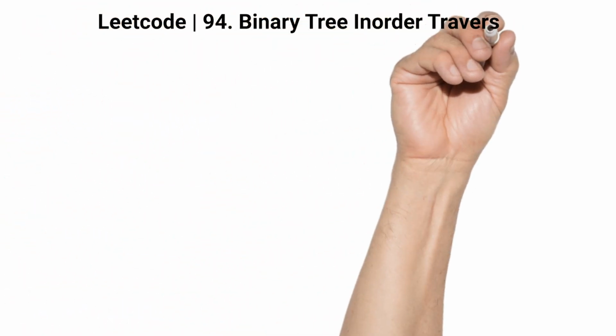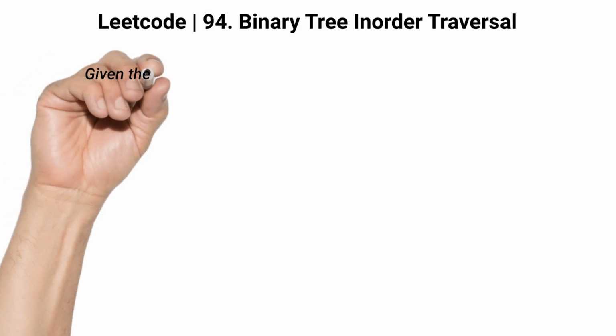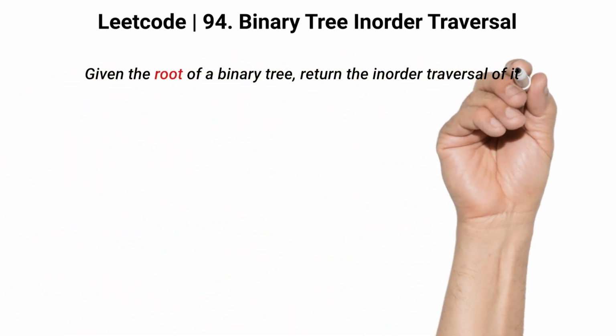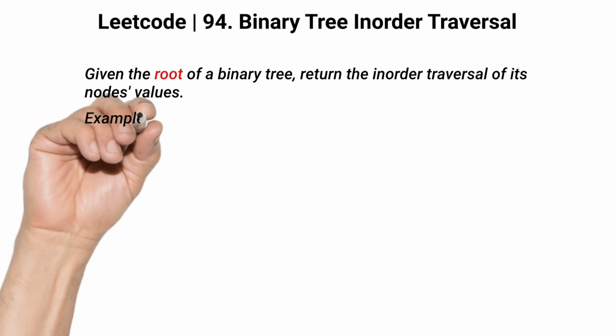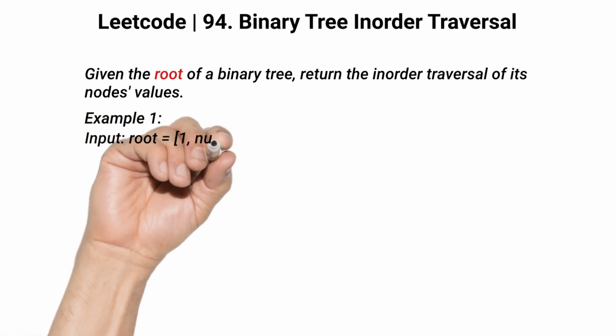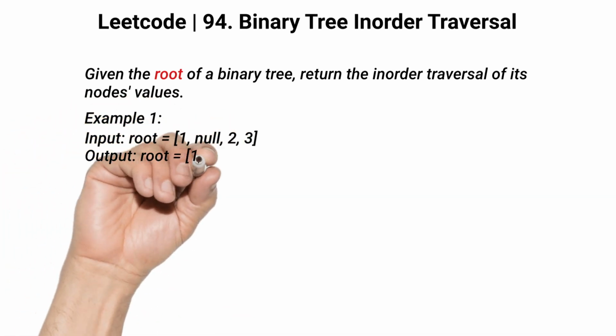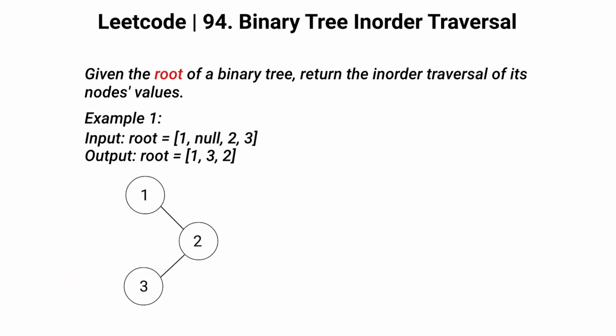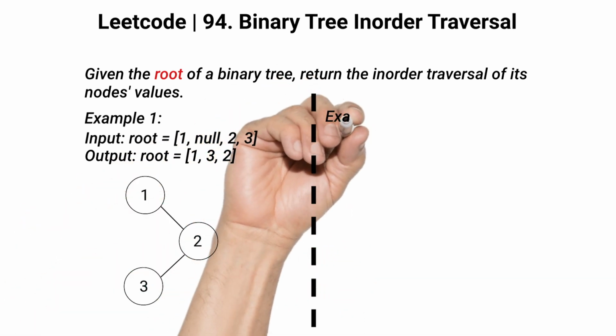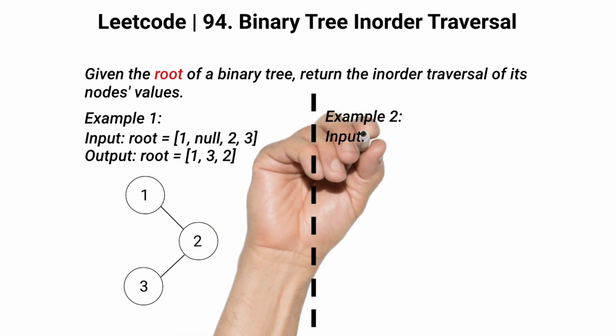LeetCode Problem 94, Binary Tree Inorder Traversal. Given the root of a binary tree, return the inorder traversal of its node's values. Example 1. The root is 1, null, 2 and 3. The output is going to be 1, 3 and 2.